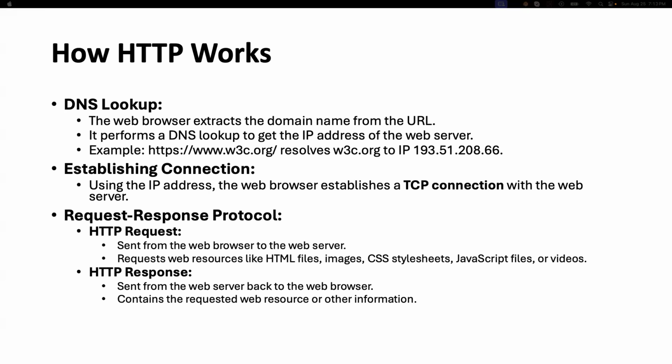Once the connection is established, HTTP functions as a request-response protocol. This means that the web browser sends an HTTP request to the web server. Typically, this request asks for a web resource like an HTML file, image, CSS style sheet, JavaScript file, or video. In response to this request, the web server sends back an HTTP response. This response usually contains the requested resource or information, completing the cycle of communication.